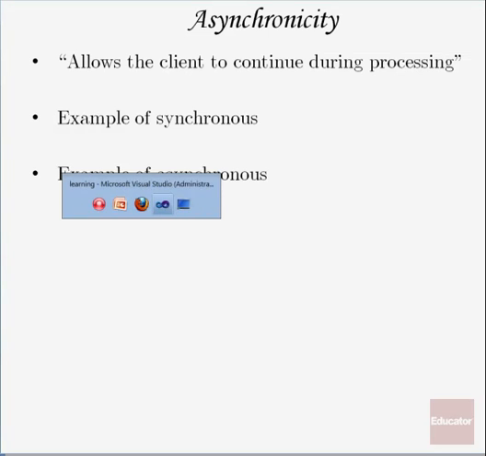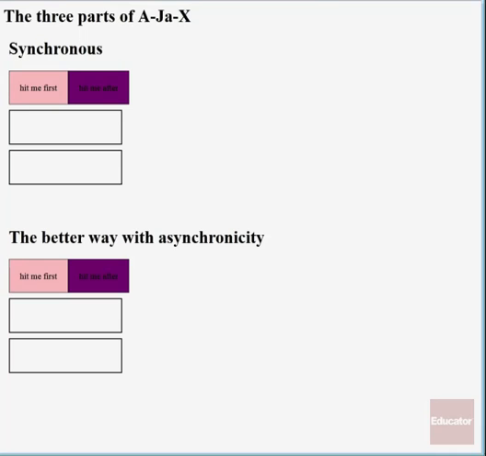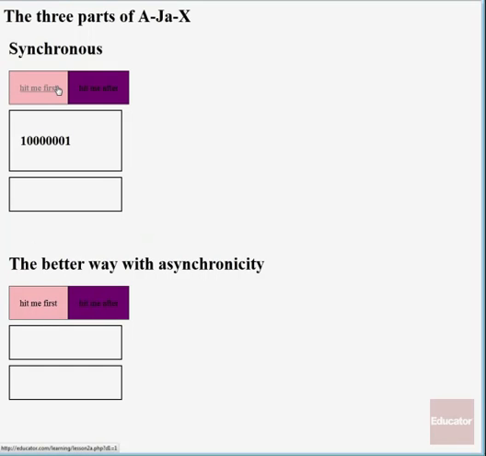So I've set up a quick little example here. This is an example of a synchronous request. Hit me first. I've set up a little timer which counts up to 100,000,001, I think. Hit me after. All right, pretty obvious. Now, if I try to make this happen at the same time, it doesn't happen. However, when I do it asynchronously, awesome.